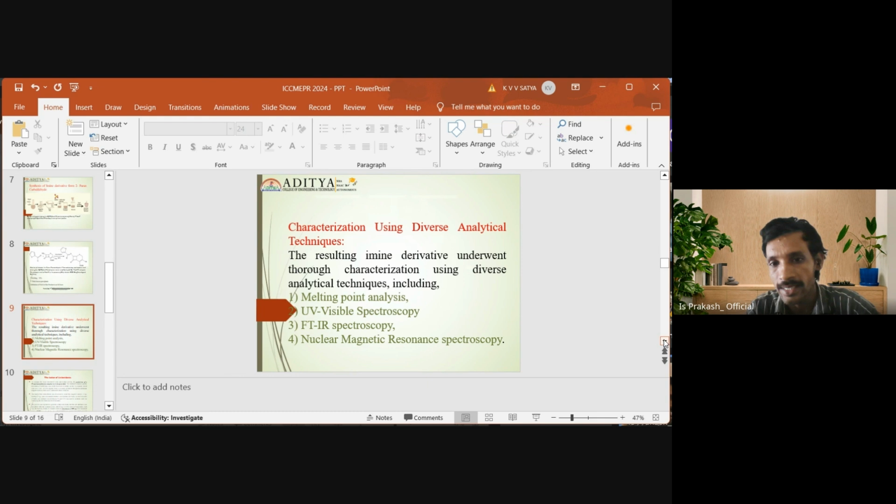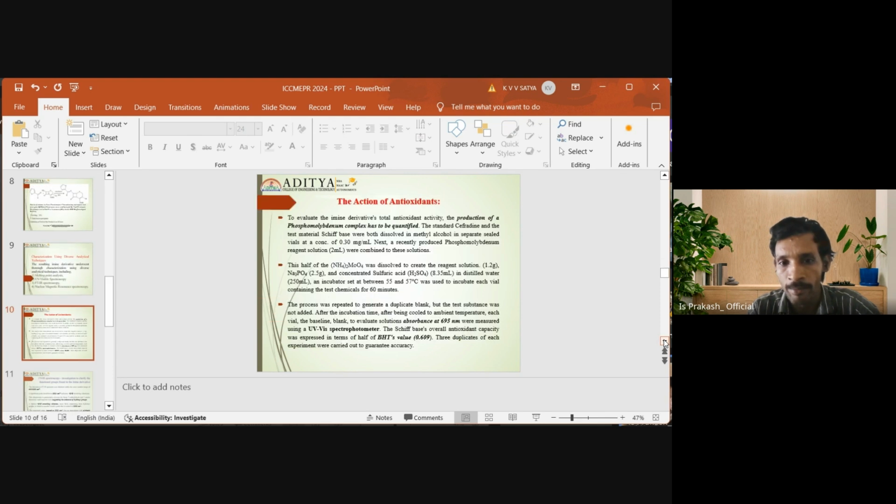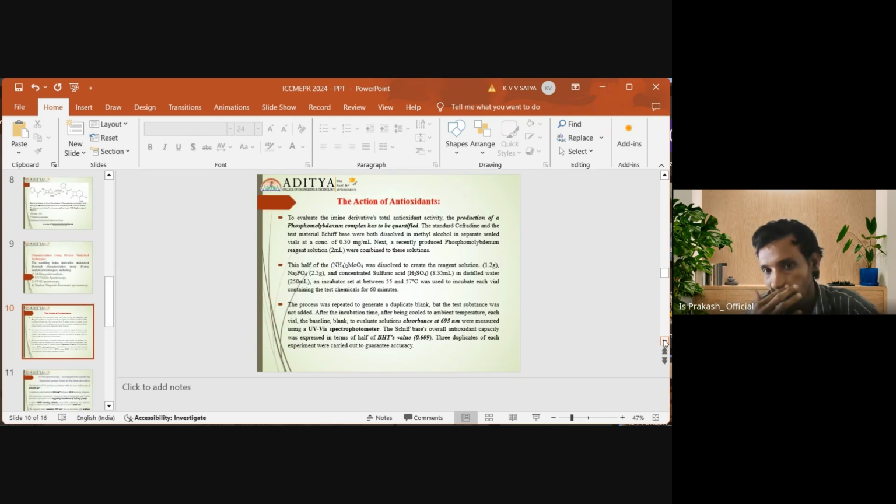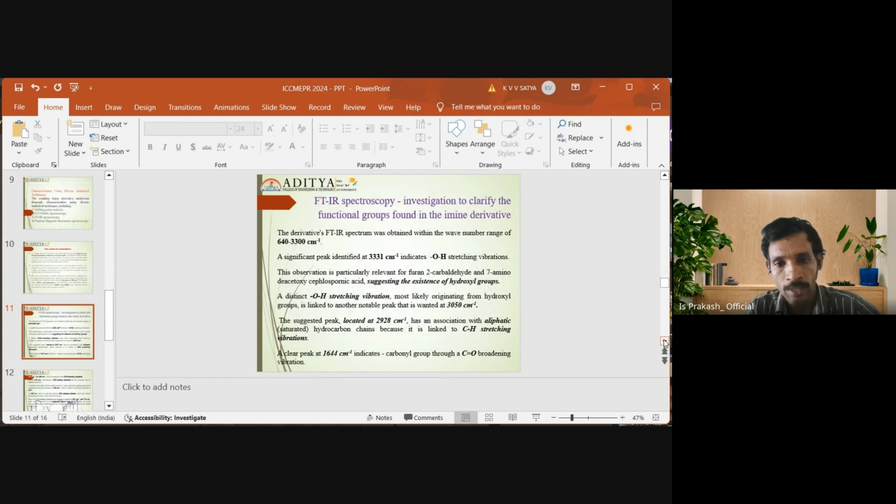We are going to characterize that product with the help of melting point analysis, UV visible analysis, FTIR analysis, and NMR analysis. The product is also important in the medicinal and pharmaceutical fields, because it exhibits special characters, antioxidant as well as antifungal and anti-malarial activities, which will also be analyzed based on the reactants used.